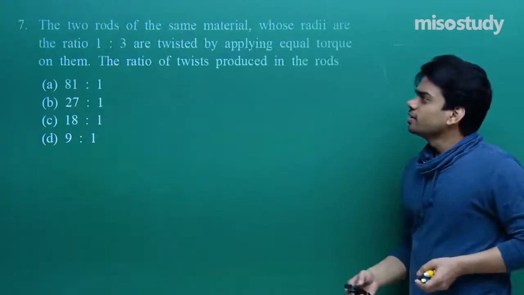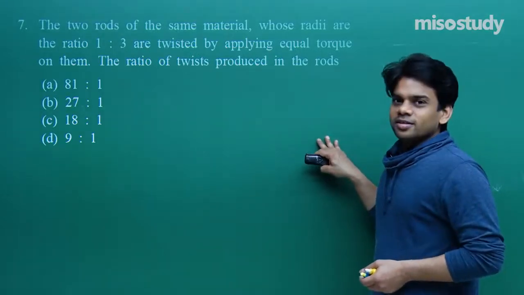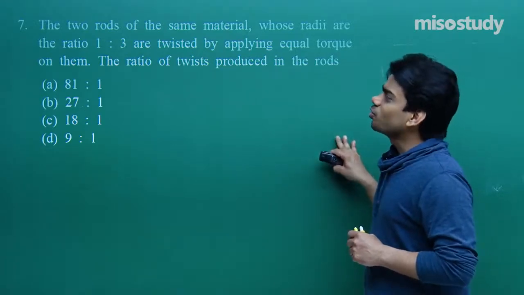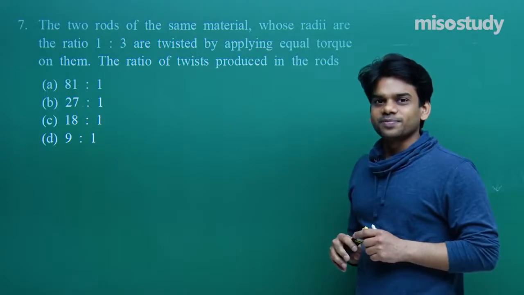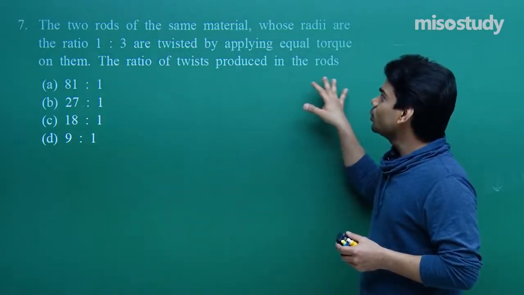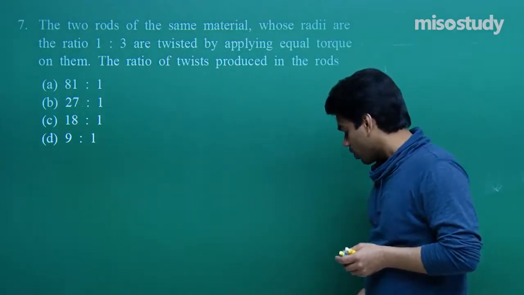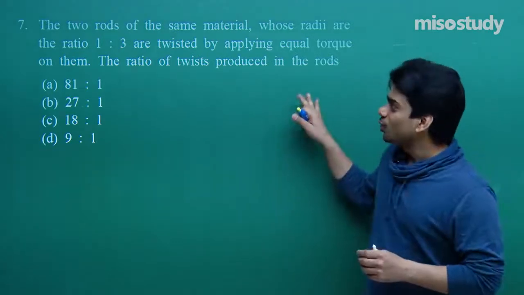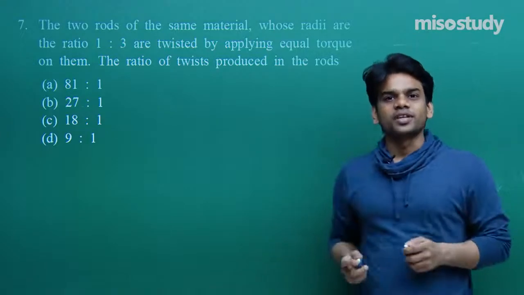Let's go ahead. Seventh question. We have two rods of the same material whose radii are in the ratio 1:3, and they are twisted by applying equal torque on them. You apply torque, they are twisted. We need the ratio of twist produced in the rods. Now see, when the applied torque is equal, the ratio of twist we need to find out is with what angle it has twisted.